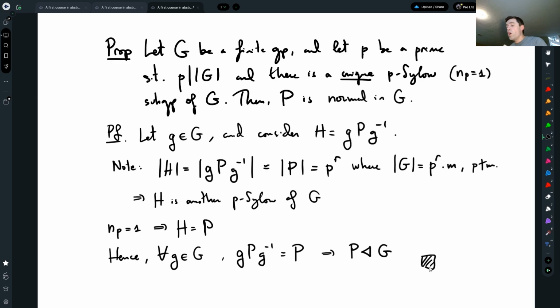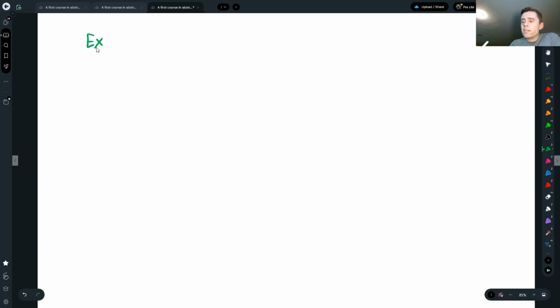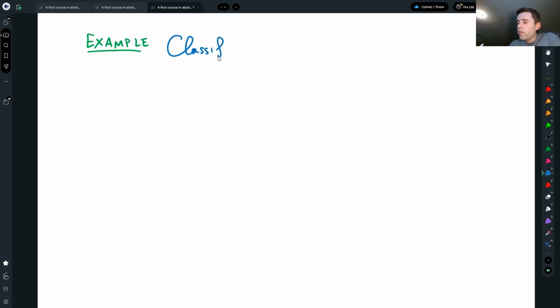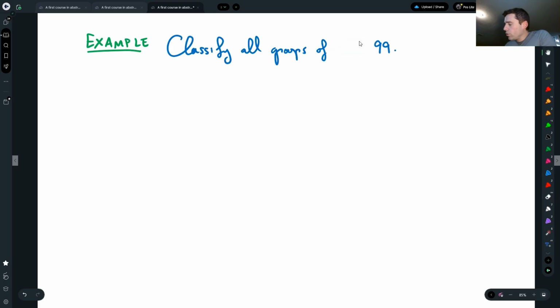Okay, let me just do one last example that is going to be similar to the theorem we've proved, but not exactly the same. But the method is going to be very similar to prove another classification result of groups. Let's, as an example, again, of usage of the Sylow theorems, let's do the following. Let's classify all groups of order 99. Okay, so we're going to proceed in a very similar way as we did before.